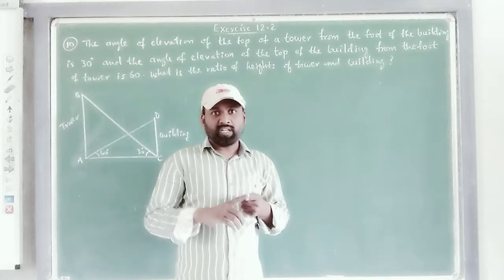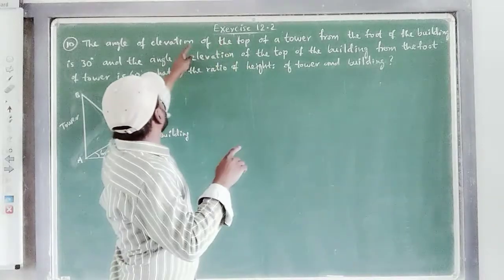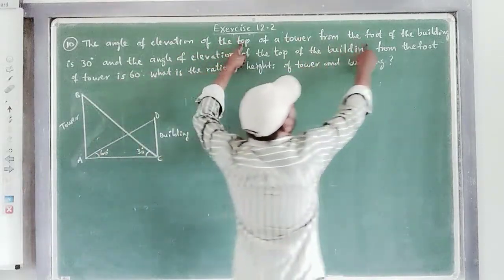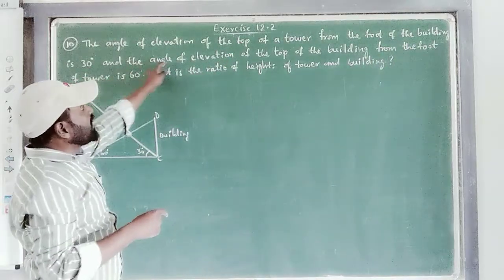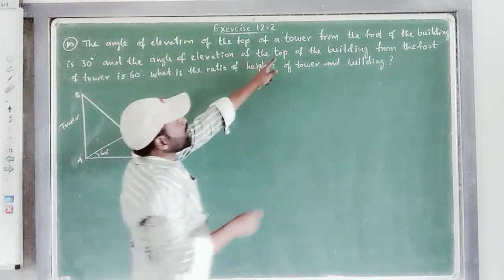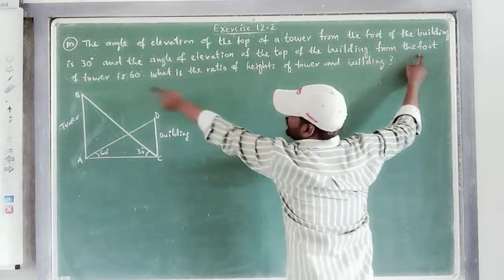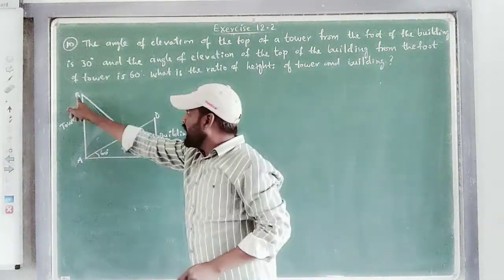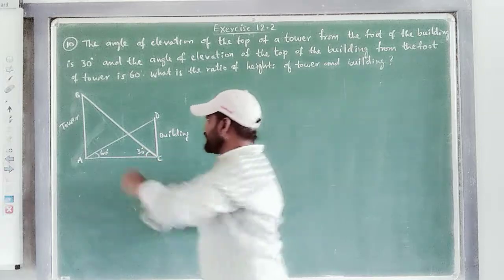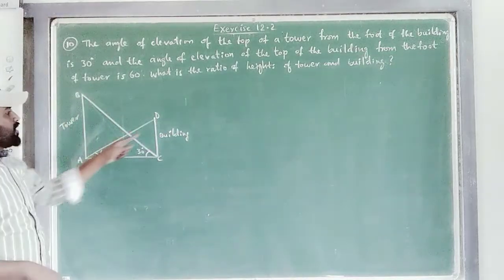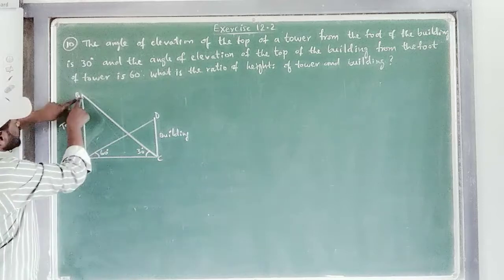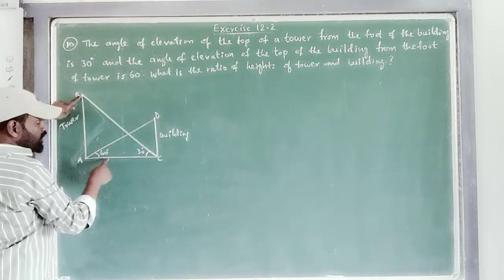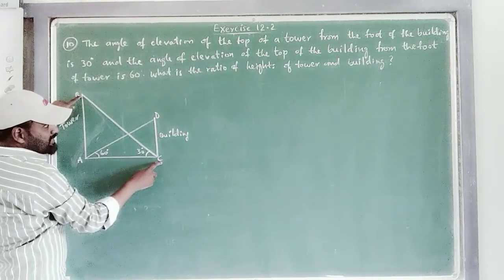If we observe the top of the tower from the foot of the building, the angle of elevation is 30. And the angle of elevation of the top of the building from the foot of the tower is 60. Here I have drawn the figure. See, this AB is the tower, CD is the building.